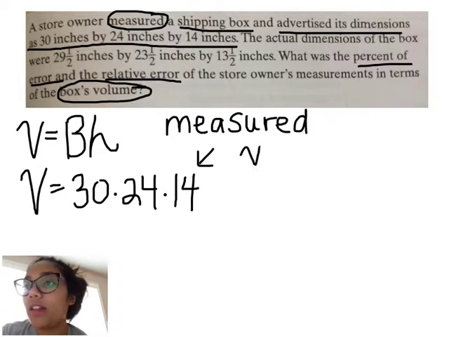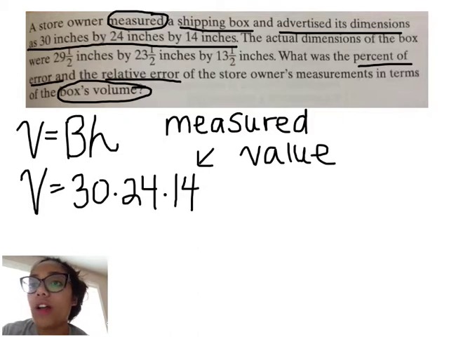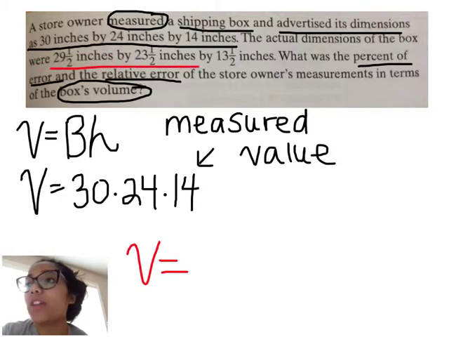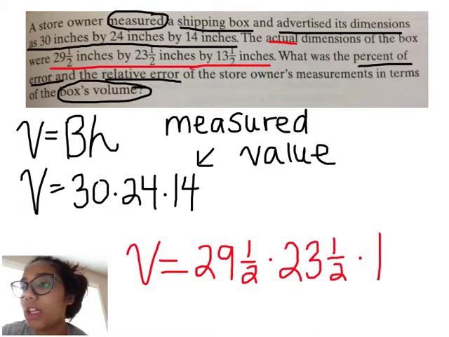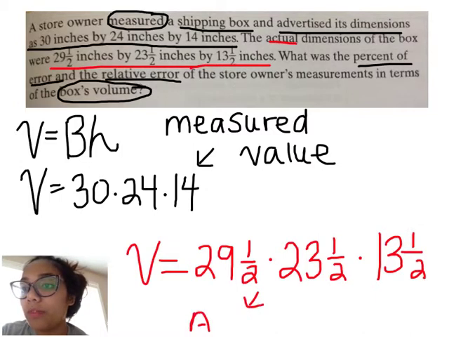And then you have to find the volume of the actual value. Volume would be 29.5, the actual dimensions. So what's going to really hurt some of you is y'all don't want to read, and that's really going to hurt you. 23.5 times 13.5. And this would be your actual value.